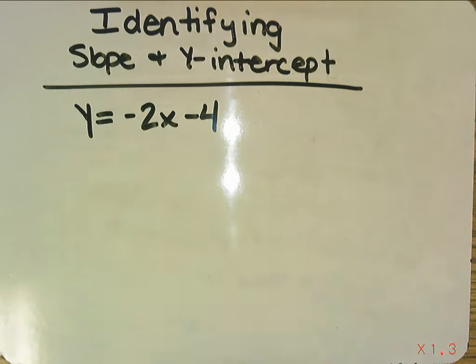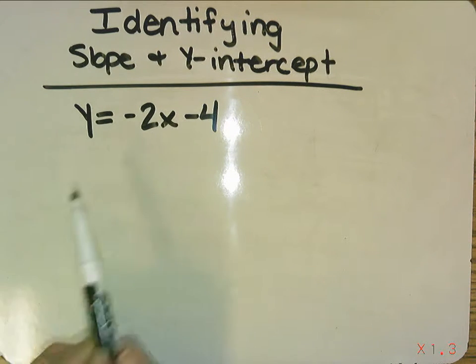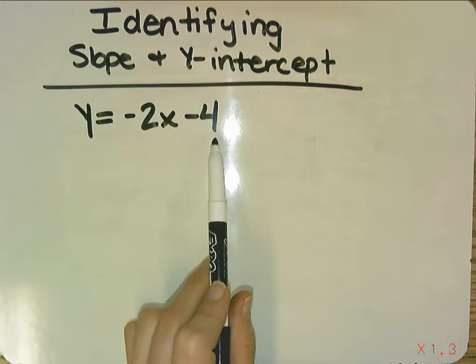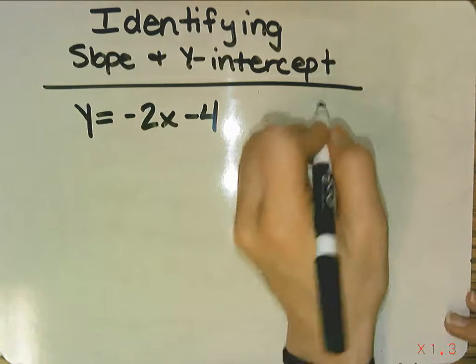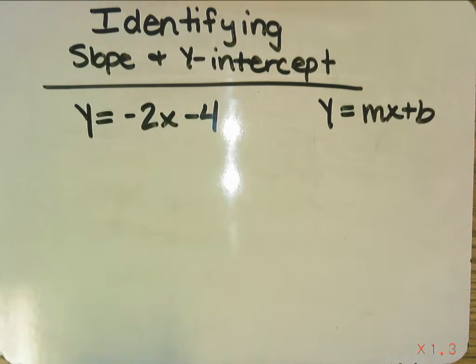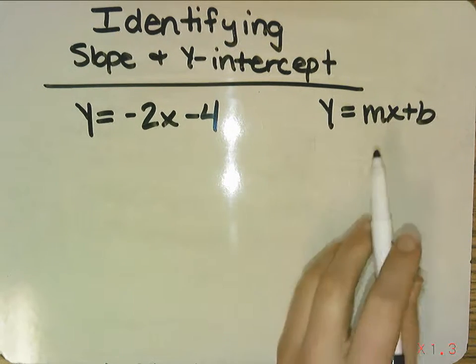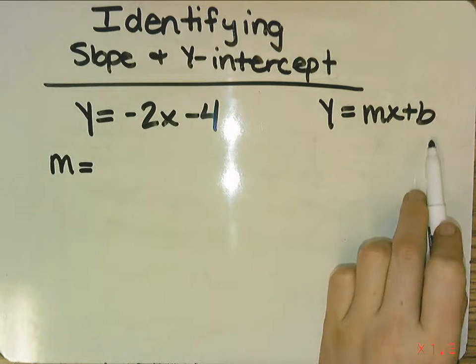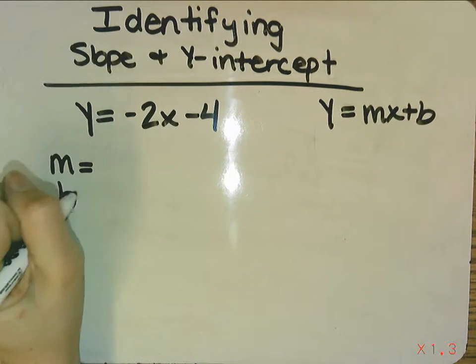We are going to review identifying the slope and y-intercept of a line from an equation, and then we're going to use that information to graph a line. So, the way this equation is given to me, it's given to me in slope-intercept form. That means that it looks like y equals mx plus b. If you remember, m represents our slope, and b represents our y-intercept.